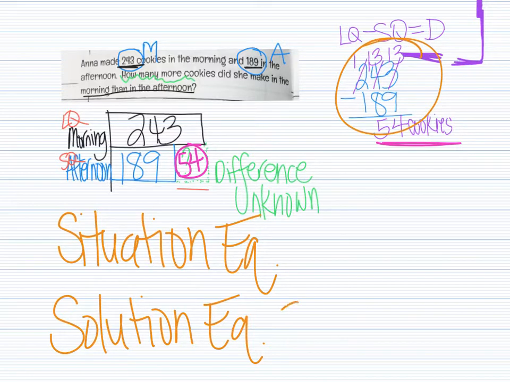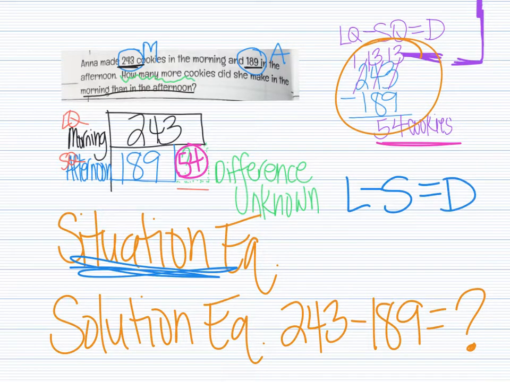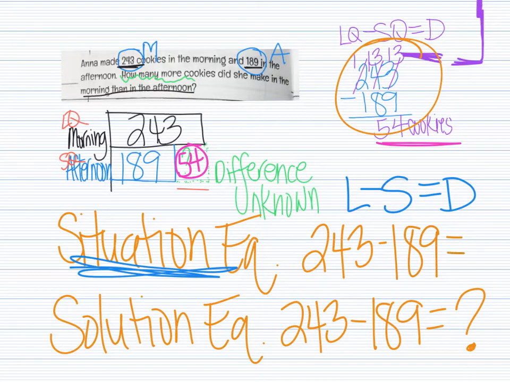And up here shows us exactly what we did to find the difference to solve our problem. We did 243 minus 189 equals our question mark. That was our solution equation. That's how we found it. Now, our situation equation for any comparison will always be larger minus smaller equals difference. Always larger quantity minus smaller quantity equals difference. And in this instance, of course, my larger was 243 minus the smaller quantity was 189, and that would equal my difference, which is what I was looking for.